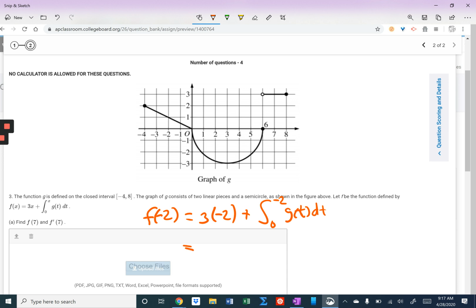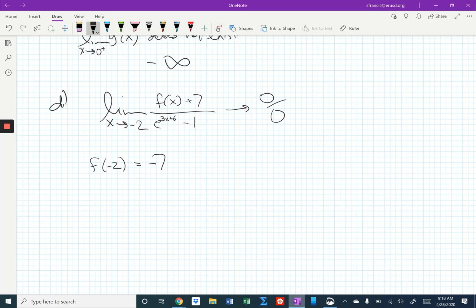But this is of course negative 6 minus the integral from negative 2 to 0 of g of t dt when I flip those upper and lower limits of integration. And from negative 2 to 0, we're talking about this right here. This is just a triangle, which is going to be half the base. The base is 2. The height is 1, so that's going to be 1. So this is negative 6 minus 1, or just negative 7. And so then we get our 0 over 0.